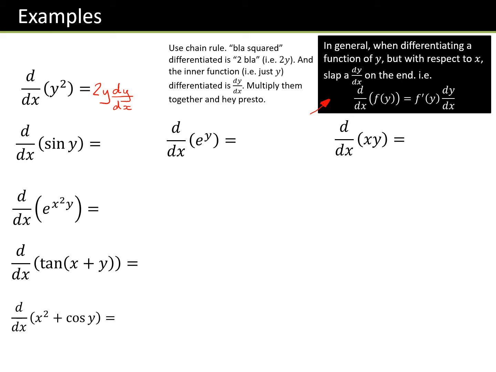Now if you'd like to have a go at some of these before I go through them, pause the video. So sine y differentiated with respect to x. Differentiate sine y as if it was just normal, so sine y differentiated is cos y. Because we're differentiating with respect to x instead of y, multiply by your correction. Same again: e to the y differentiated with respect to x. Differentiate it normally, you get e to the y.